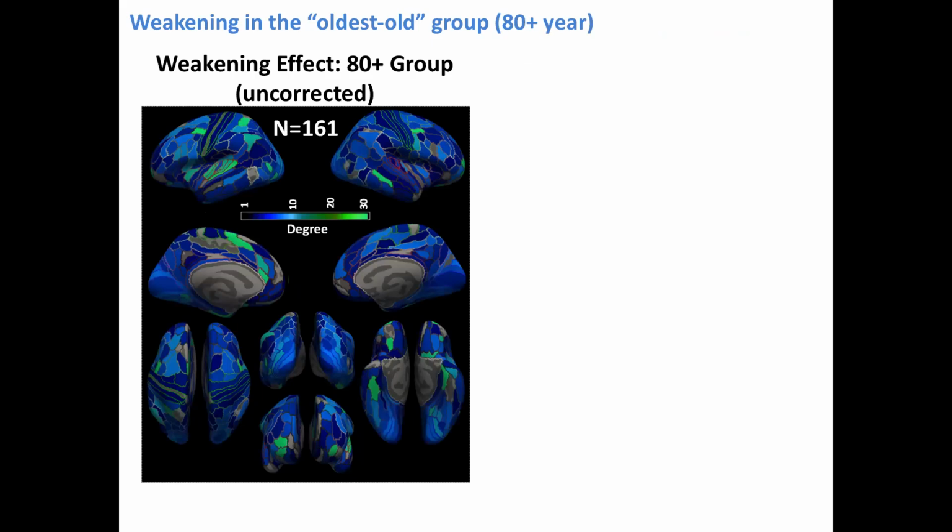Finally, we also wanted to explore how weakening effects appear in the 80 plus or the oldest old sample. While we had a much smaller sample for this group, we can still see some patterns of weakening in the temporal lobe, similar to the other age groups.